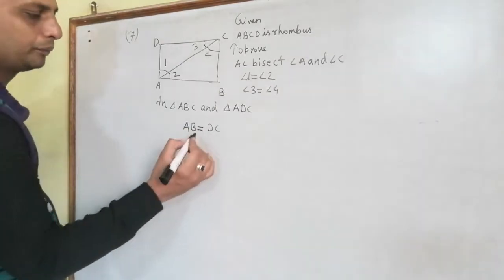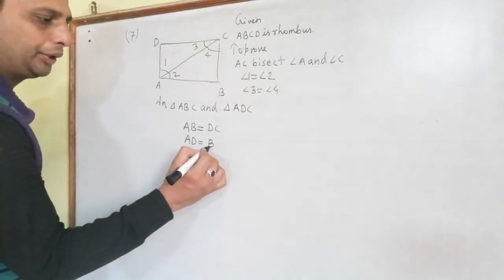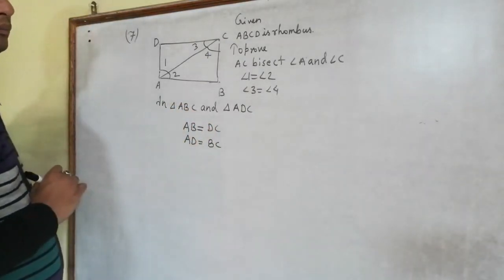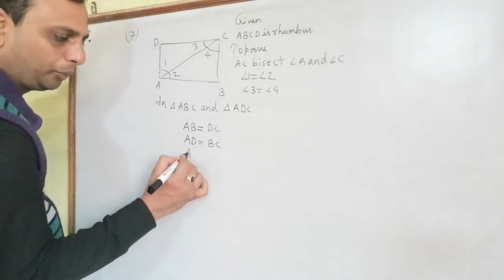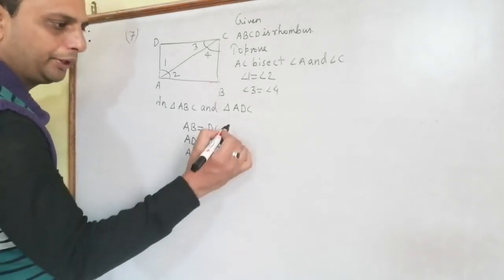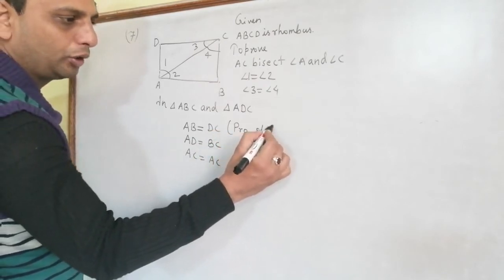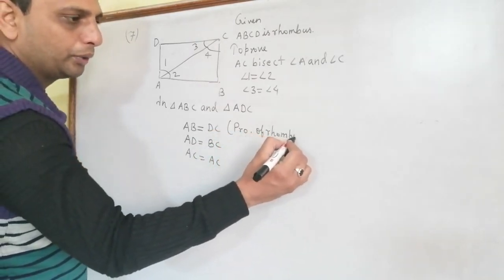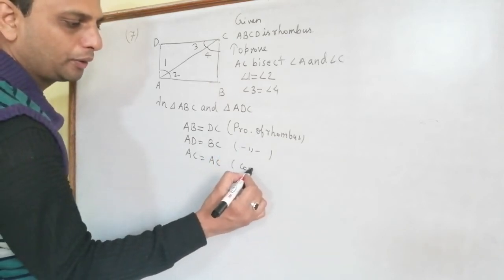Now AD equal to BC, it is also given equal, because again, the property of rhombus. AC common. Here you can write property of rhombus. Properties of rhombus. Same step you will write here also. This is the common.